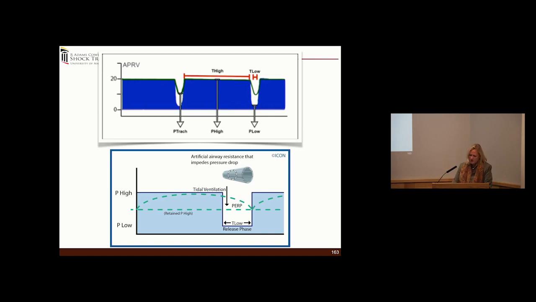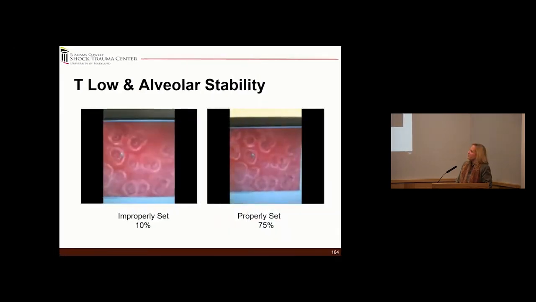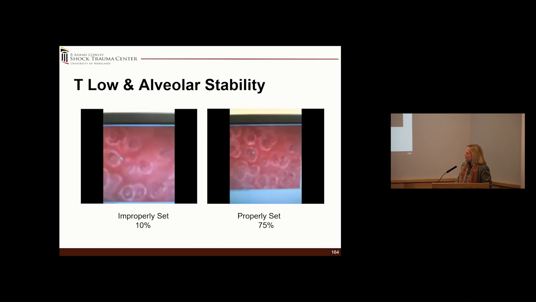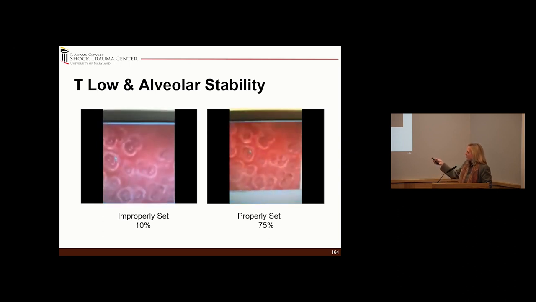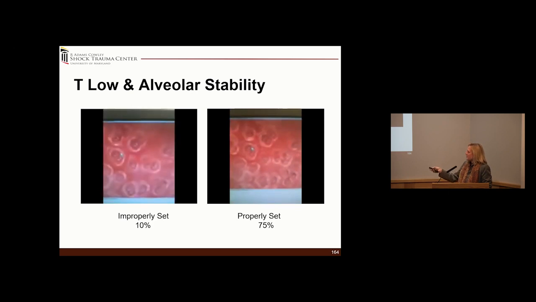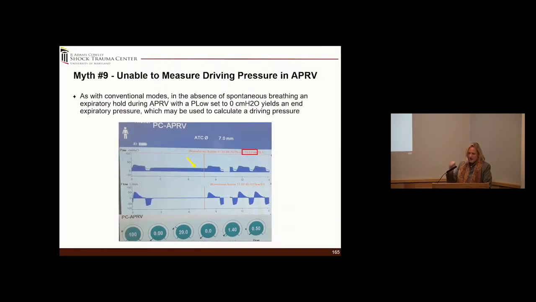So if we look here, we went through this and showed that it actually retains end expiratory lung volume. And if you look here, this is an improperly set T low, and you can see a lot of alveolar collapse versus a properly set T low. And these are both with P low set to 0.